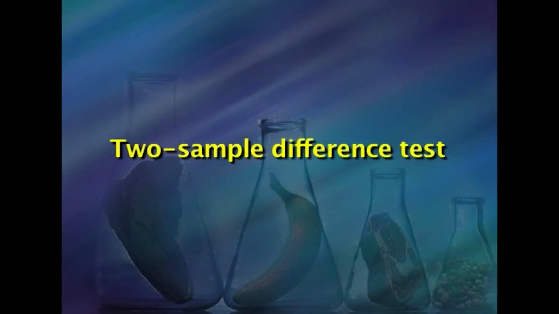Now, two sample difference test. This test is a variation of the paired comparison test and measures the amount of difference. Each taster is served four pairs of samples. Each pair consists of an identified reference and a coded test sample. In two pairs, the test sample is a duplicate of the reference sample. In the other two pairs, the test sample is the test variable.